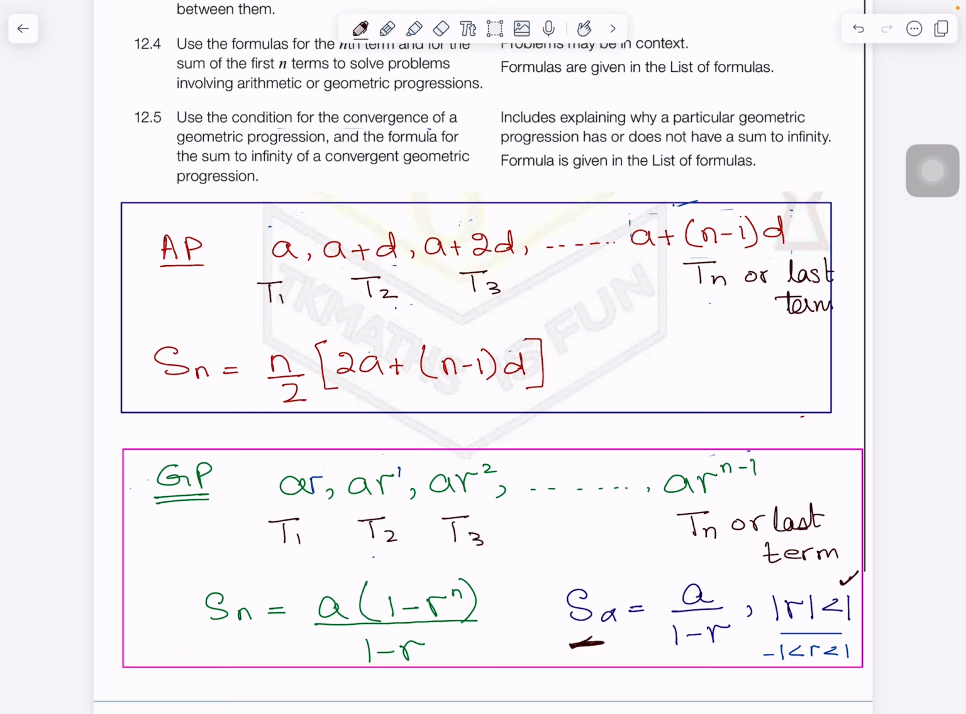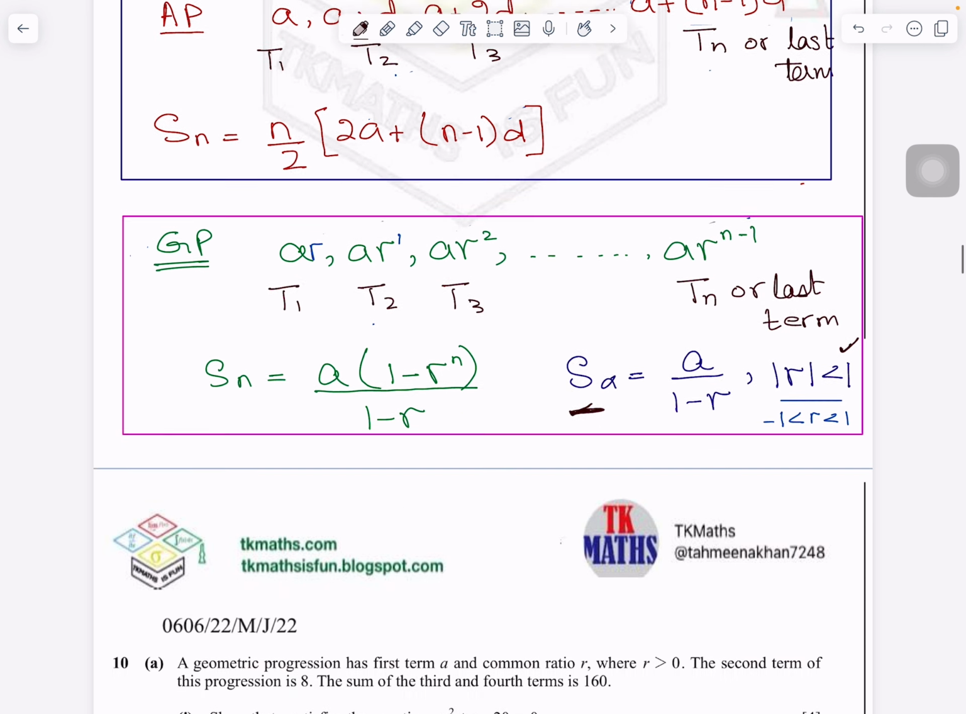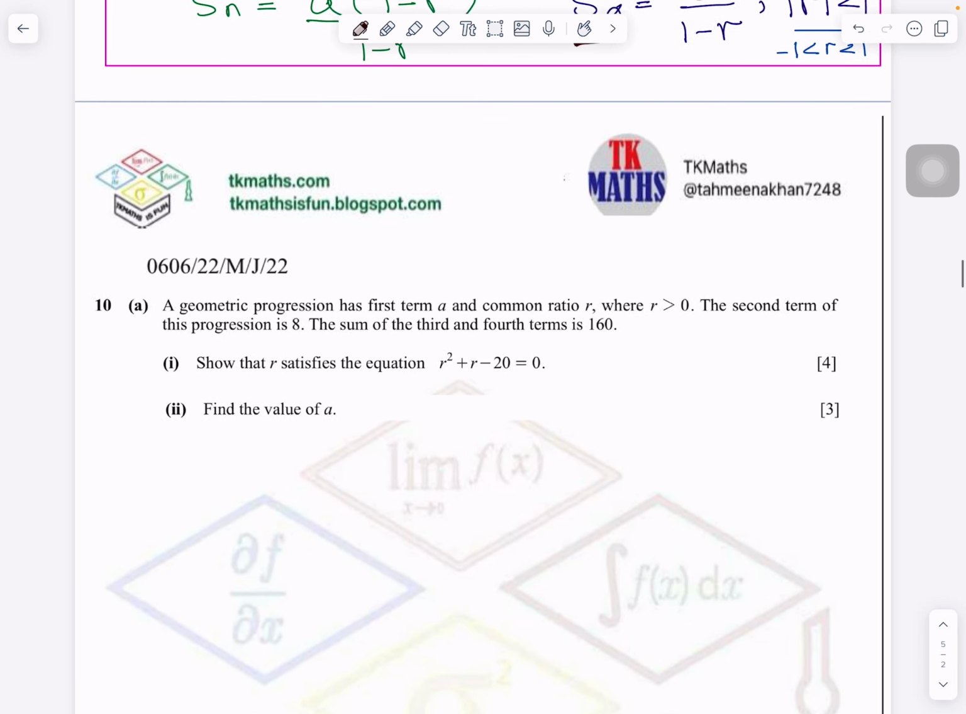And I think every student should have this inquisitive mind, why? Then you can apply your knowledge in any new situation. So let's see this question.